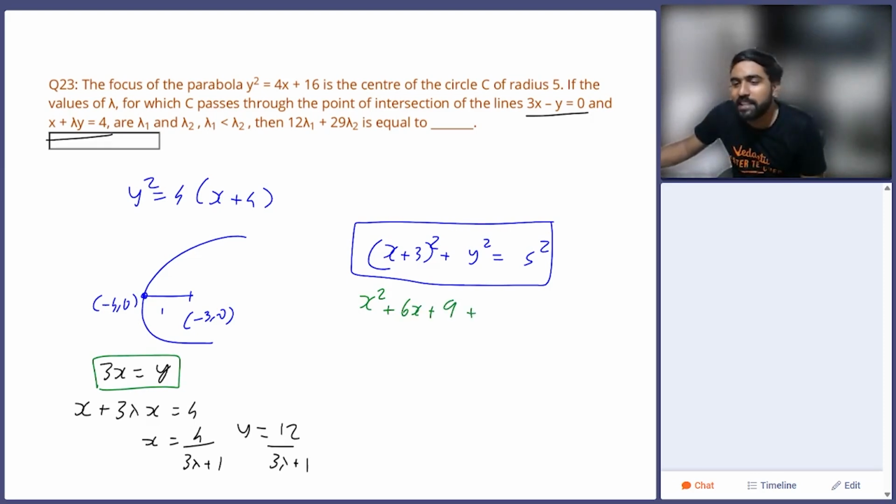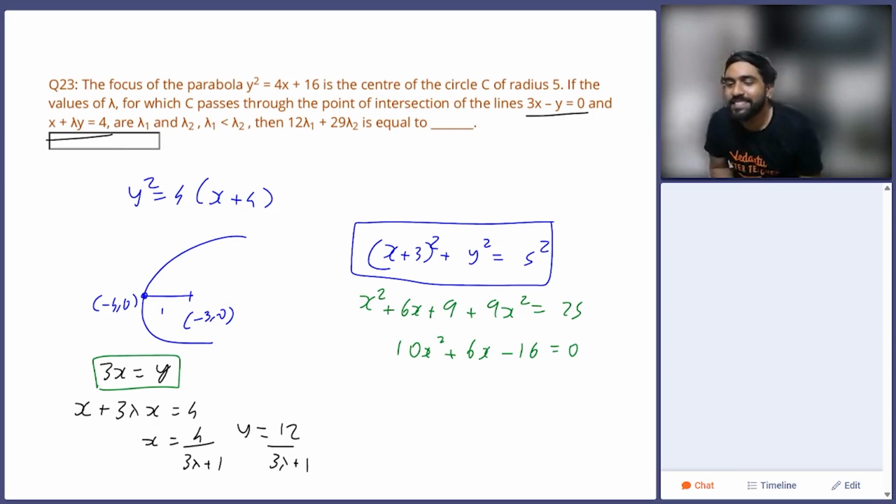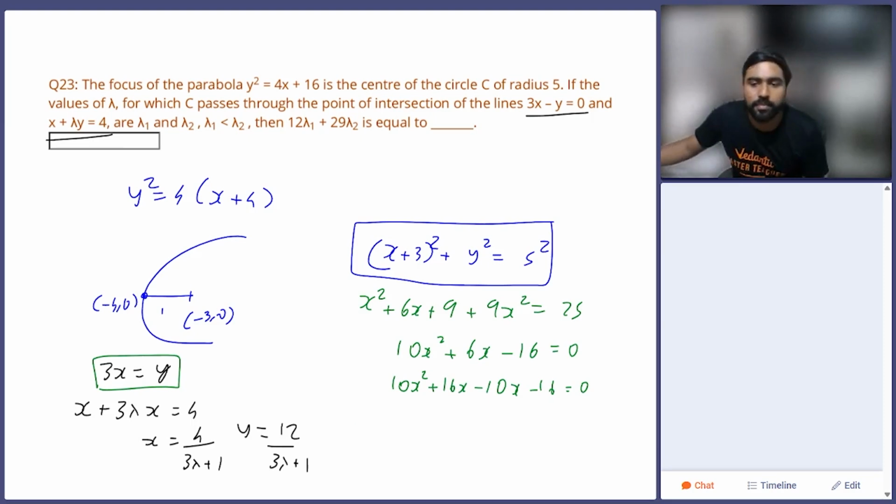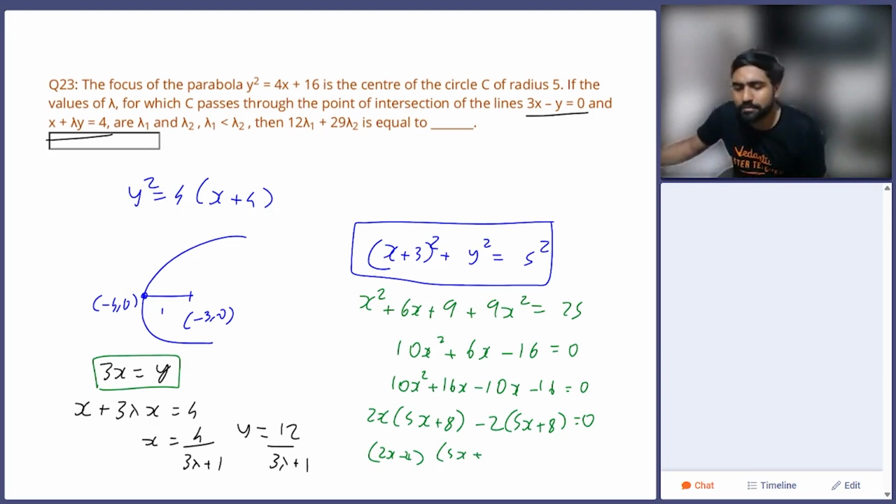So get x square plus 6x plus 9 plus 3x whole square, that is 9x square, equals 25. So you have 10x square plus 6x minus 16 equals 0 is the expression that you have over here. So you can break this out as 10x square plus 16x minus 10x minus 16 equals 0, and you will get 2x into 5x plus 8 minus 2 into 5x plus 8 equals 0. So you get 2x minus 2. Oh, I could have taken a 2 directly and cancelled it out over there. Doesn't matter. Equals 0.